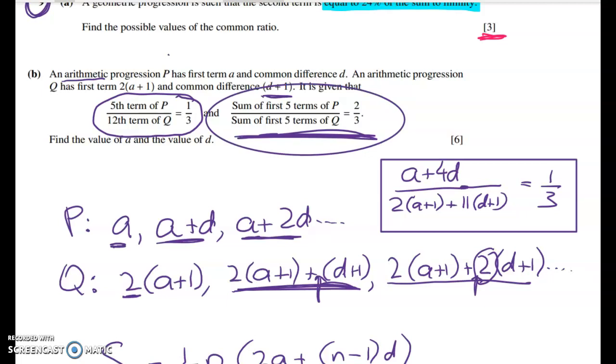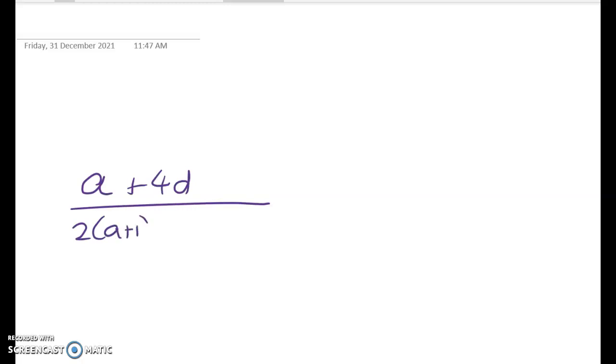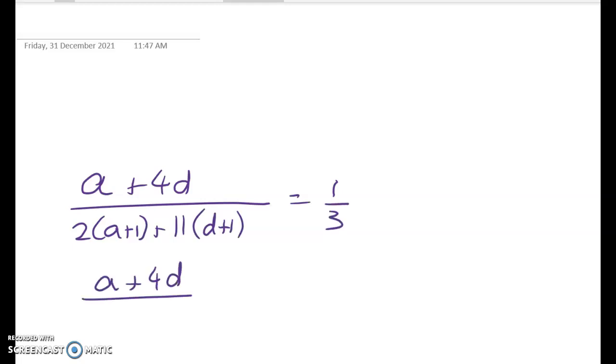So I'm just going to go on to a new sheet and work through that, and I'm really sorry about the background noise. Okay, so in this one here, we've got A plus 4D over 2 times A plus 1 plus 11 times D plus 1 is equal to 1/3. So cleaning that up gives me A plus 4D over 2A plus 2 plus 11D plus 11 is 1/3.